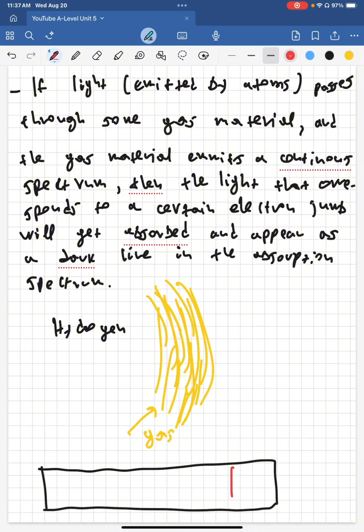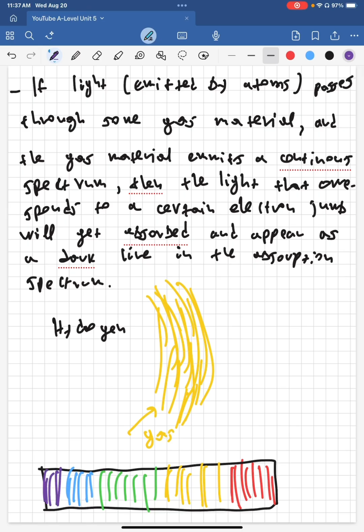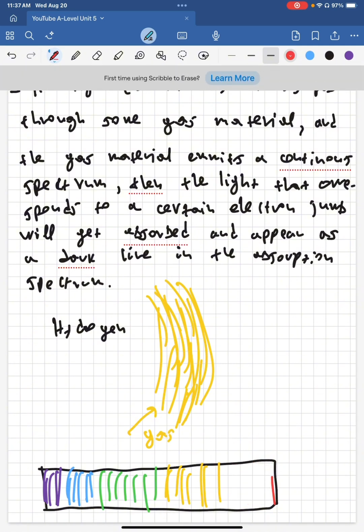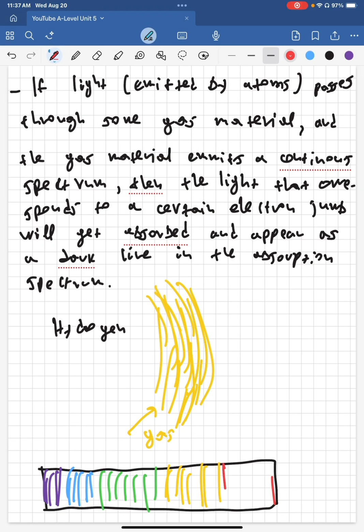So what do you mean by that? We will have some red over here, then maybe some yellow, then maybe some green, and maybe some blue, and then maybe some violet. Do I have violet? I do, okay. So this is what the situation will look like. Actually, this is going to be continuous. Okay.